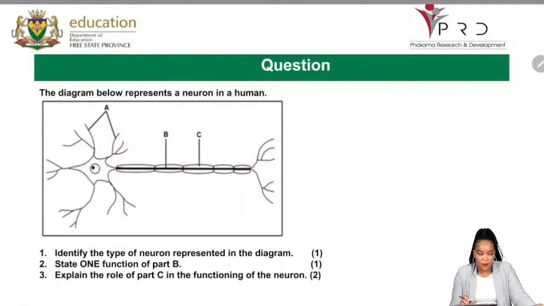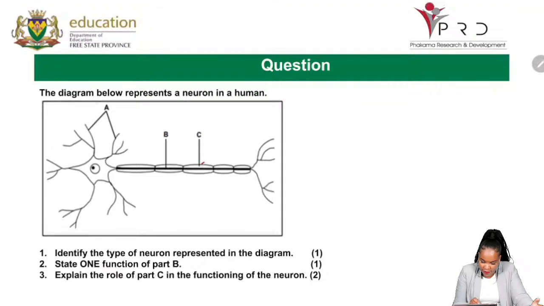There is a question. You can go through this question with your teacher. Please make sure that you are able to identify this type of neuron in the diagram. State one function of part B. Check where part B is. What is part B? And then explain the role of part C in the functioning of the neuron. So your part C will be this part here covering. Part B is this one that is in the middle. And then you have part A as well. The question will therefore continue on the next page. You will answer this question with your teacher.